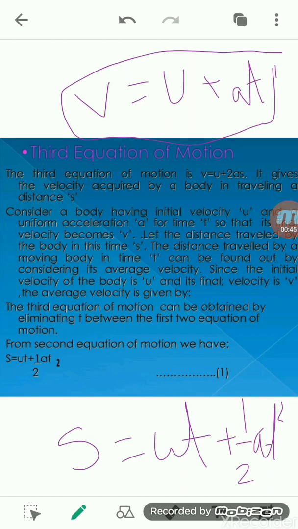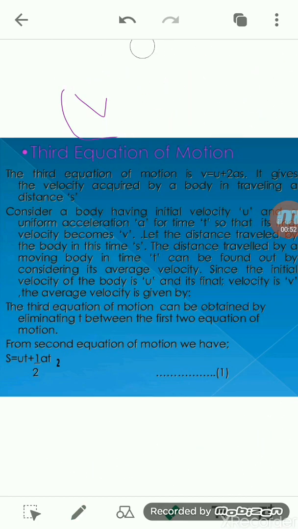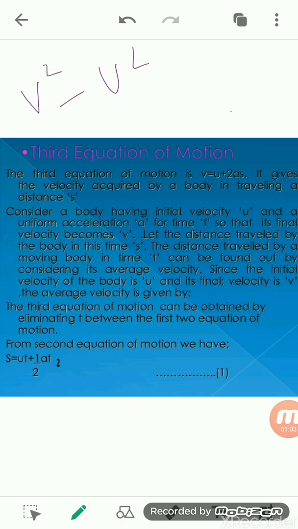Today we will start with the next equation of motion, and that is the third equation of motion: v square minus u square is equal to 2as. This equation of motion gives the velocity that is acquired by the body while traveling a distance of s.